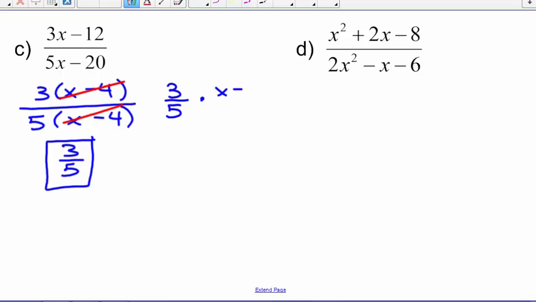Notice here, I could think of this as splitting them apart really, right? Just like I kind of did up top here. Oh, x minus 4 over x minus 4 is really just 1 here. Anything divided by itself is 1. So that's where I get 3/5 times 1.